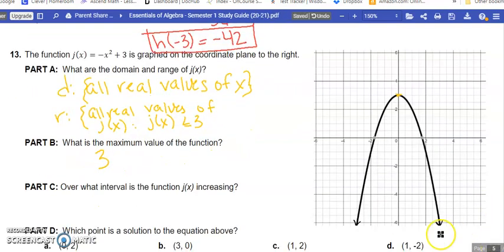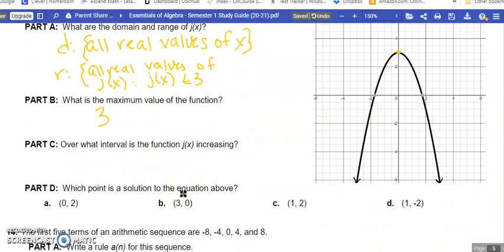Over what interval is the function increasing? So here we look at where it is going up. It appears to be going up until this point, and then it comes back down. So it is increasing from negative infinity all the way to here where it comes back down. Right here we're looking for x values, domain values, and it starts decreasing here at 0. So I would say from negative infinity to 0.